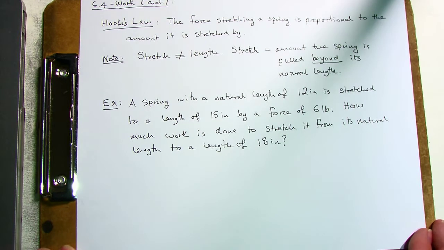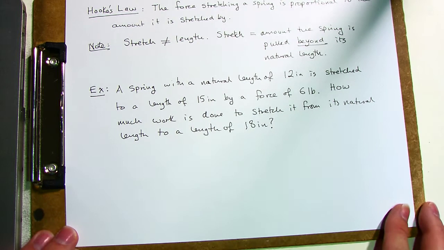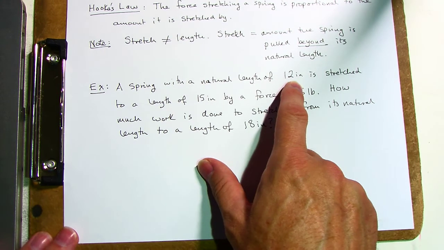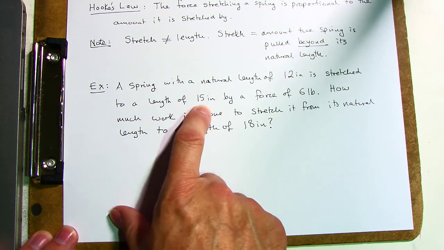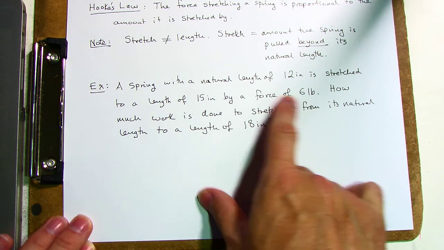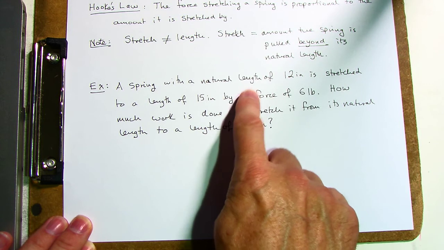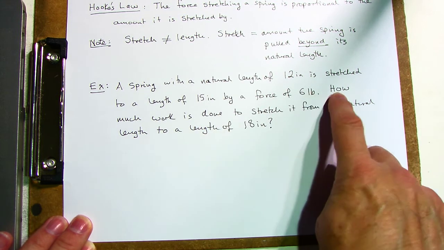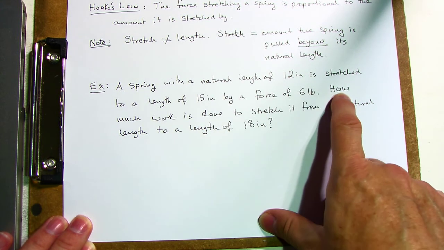All right, now a problem. So a spring with a natural length of 12 inches is stretched to a length of 15 inches by a force of 6 pounds. Now, so far, that is not a physics question. It'll be useful information. We'll use it. The question, here's the calculus question.